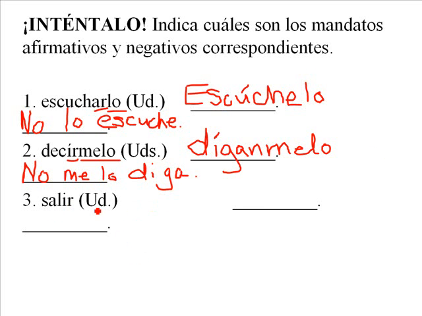Salir. Usted? Okay. In the yo form of the present, salir is salgo. We're going to drop that o. Salga. And negative. No salga.